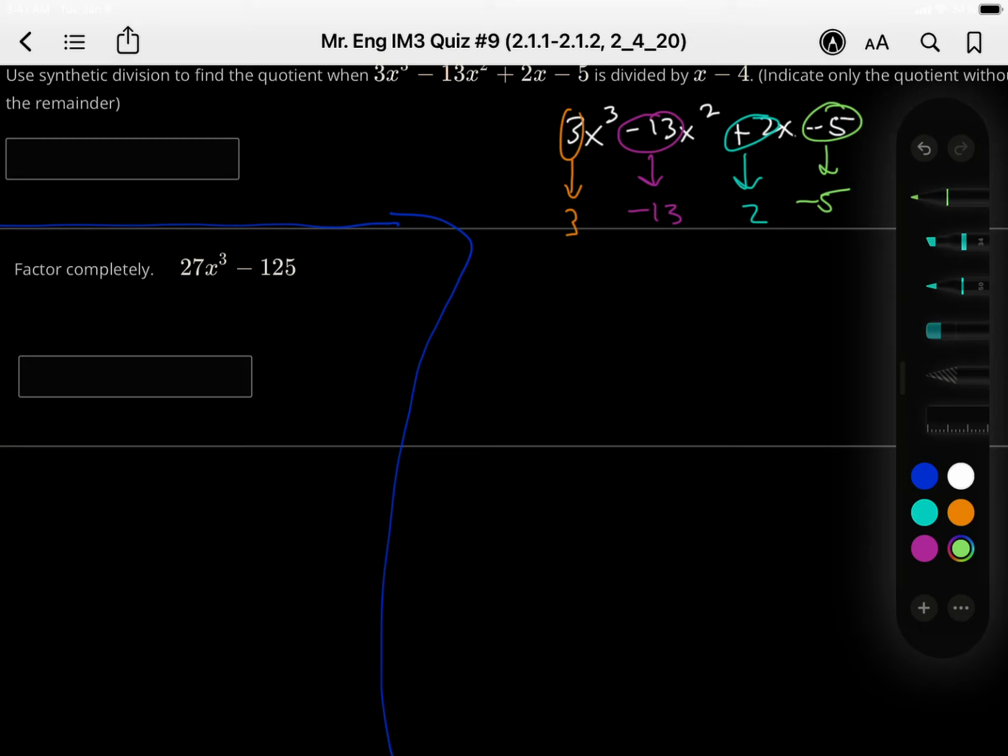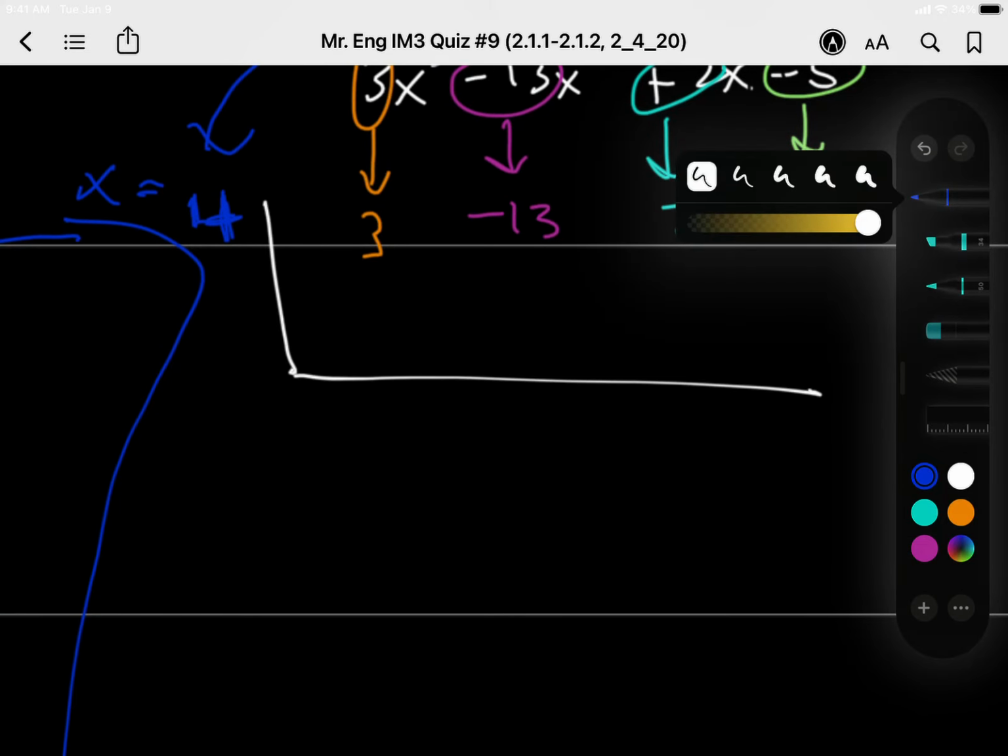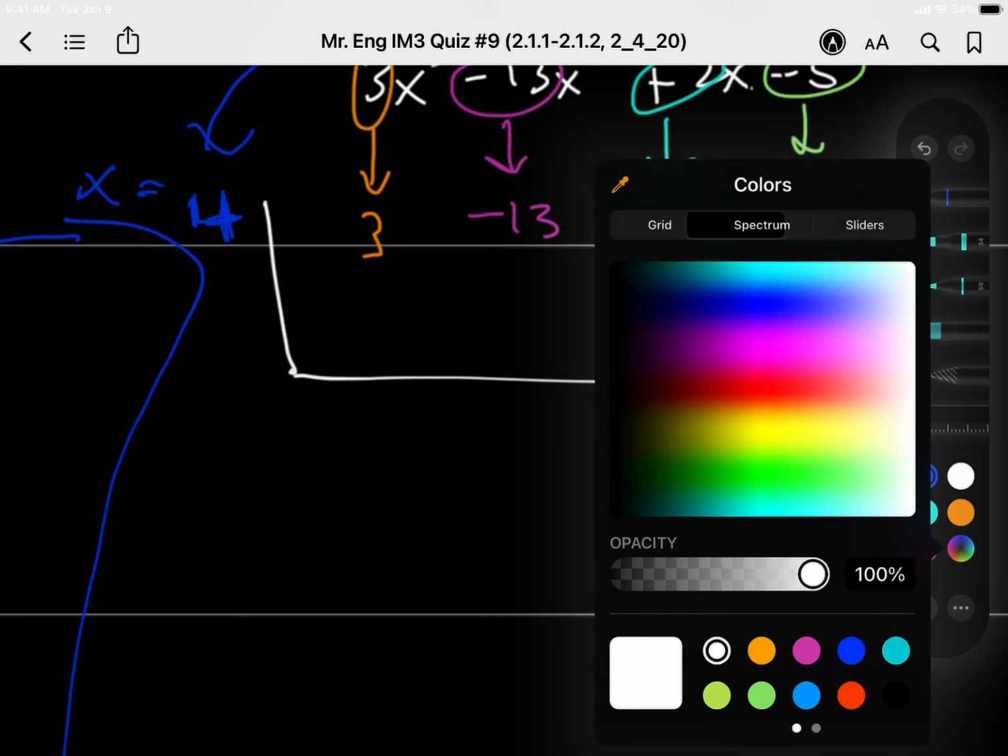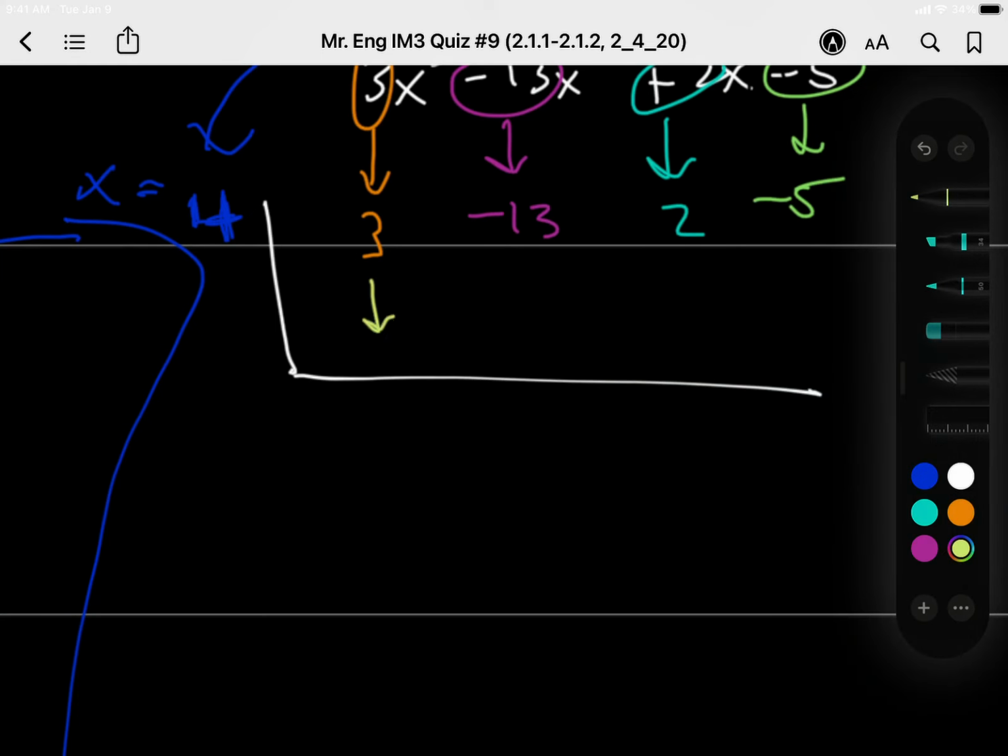Okay, then I'm going to make my division symbol, and remember, x minus 4 becomes x equals 4. So I'm going to be using that 4 there. Now I'm showing you guys synthetic division here. Let's get another color, how about yellow? So we're going to bring down the first one, that gives you 3.